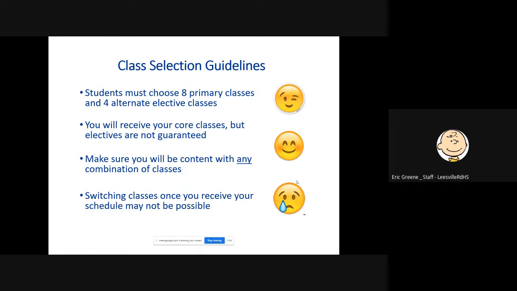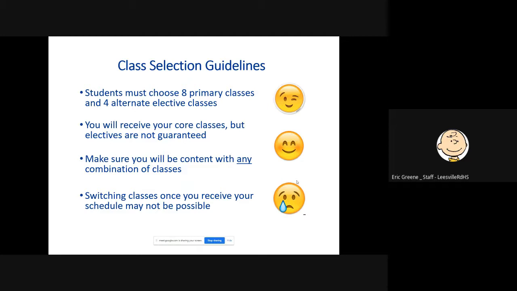Of course, a lot of that is going to include your core classes in English, math, science, and social studies, and the classes you need to graduate from high school. And then your other classes of your 8 could be just electives of your choice. We also want you to pick 4 alternates.